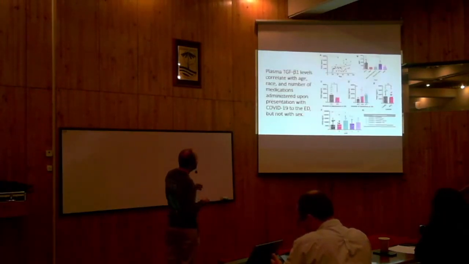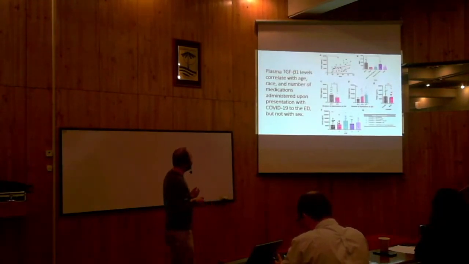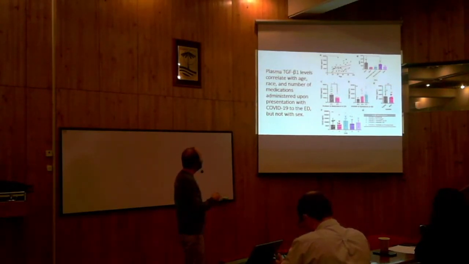So what we tried then was to look for this: we collected plasma samples from patients and tried to see if this hypothesis is correct, if there's a correlation of TGF-beta with this. What we see is increased TGF-beta level in people of different ages. What we also saw is that TGF-beta levels are related to race. White people and also Hispanics or Latinos have increased TGF-beta level in the serum compared to Black people, Asian people, or other ethnicities.